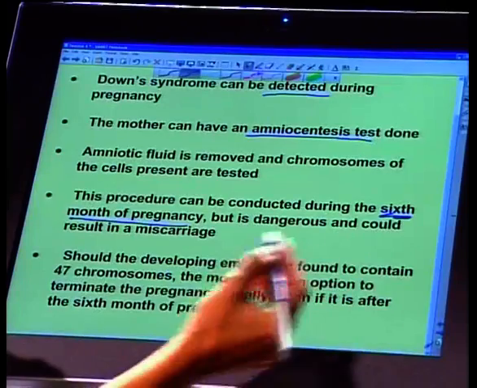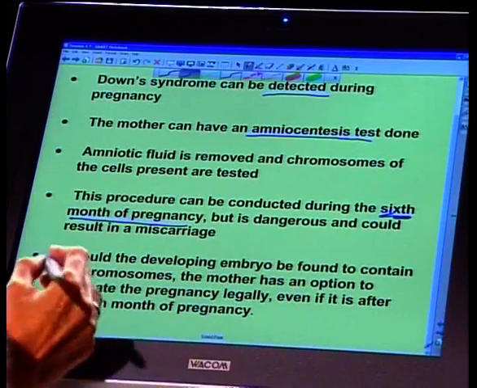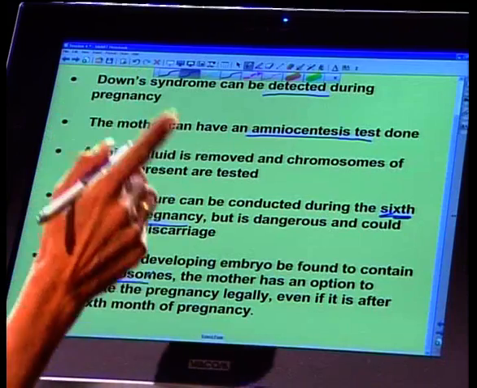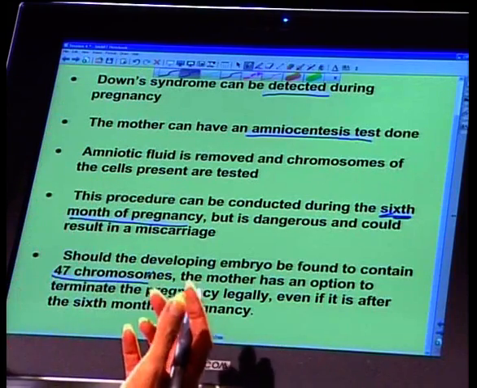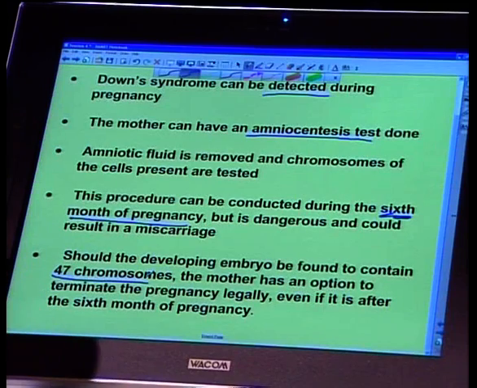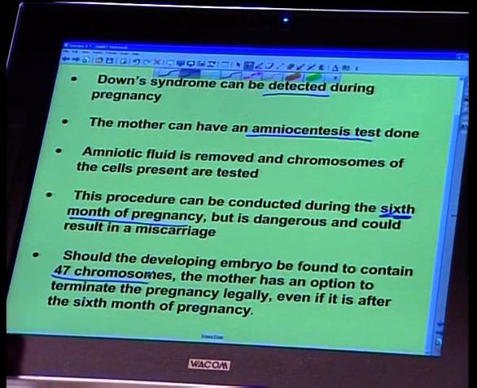And listen, they can in an exam ask you questions like that because they want to know what your value systems are. Now, there isn't really a right or a wrong answer there, but make sure you can back it up with fact. All right? So, should the developing embryo be found to contain 47 chromosomes, it is up to the mother. The mother will have the first option to terminate, and she would then also clearly talk to the father.